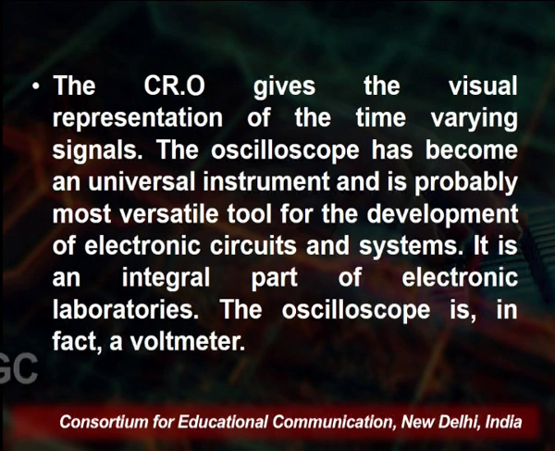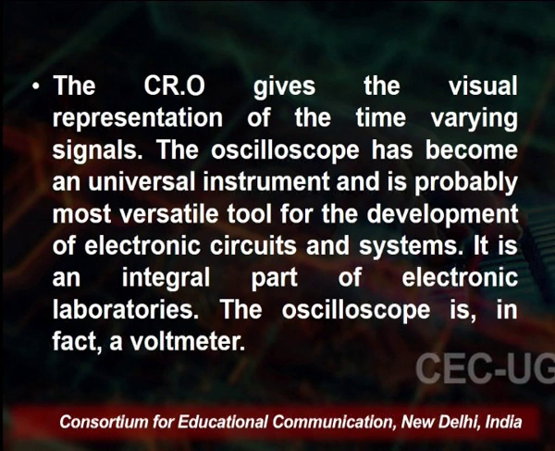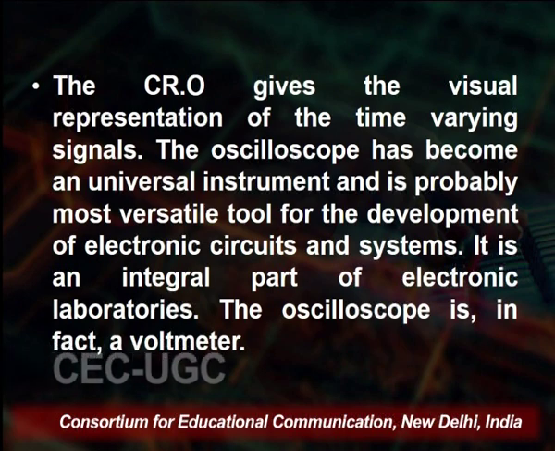So, the oscilloscope has become a universal instrument and is probably the most versatile tool for the development of electronic circuits and systems. This oscilloscope is one of the electronic devices most commonly used for getting the output that is connected with the electrical circuit. It is an integral part of the electronic laboratories, and the oscilloscope is in fact a voltmeter. So, the CRO, cathode ray tube, is also known as the oscilloscope.